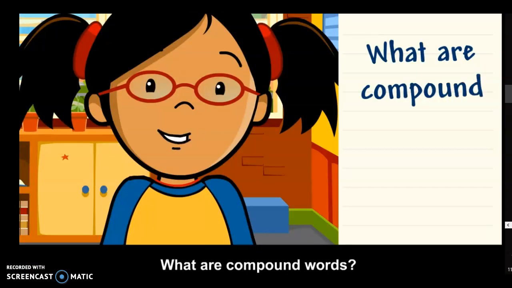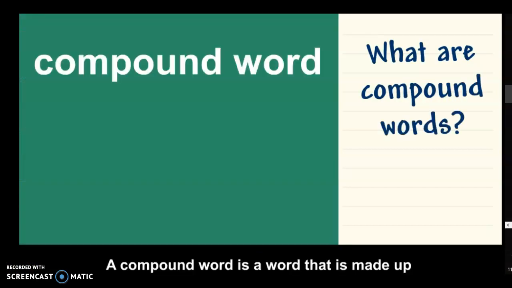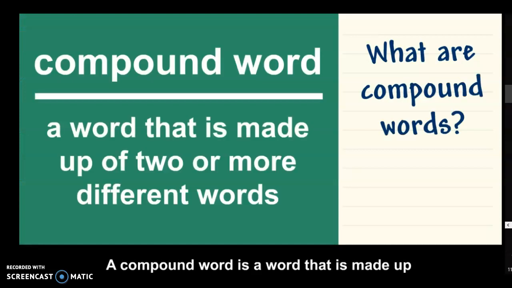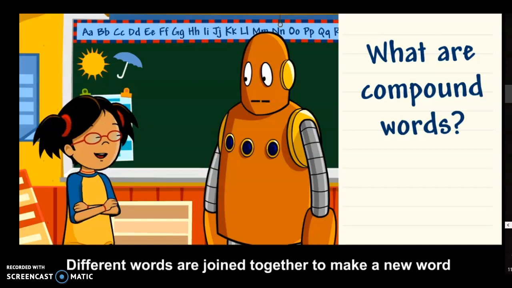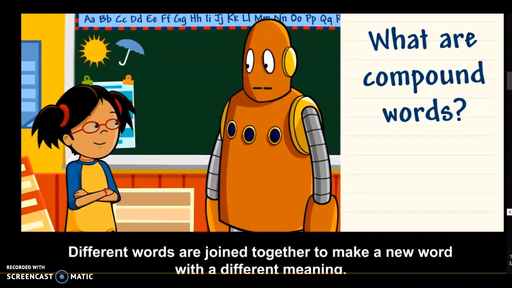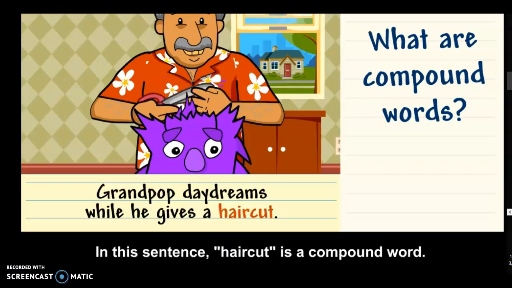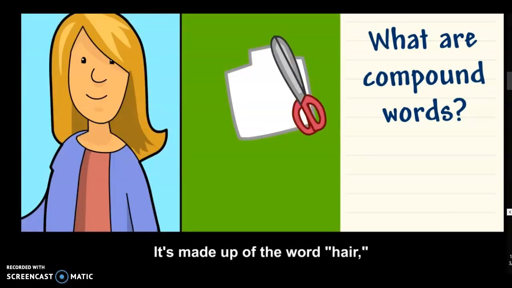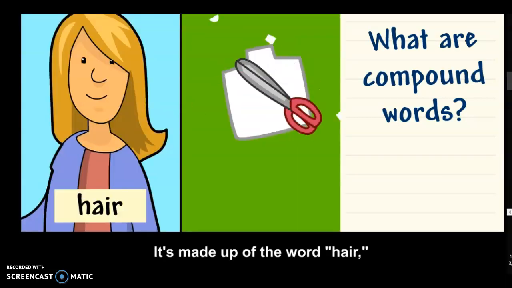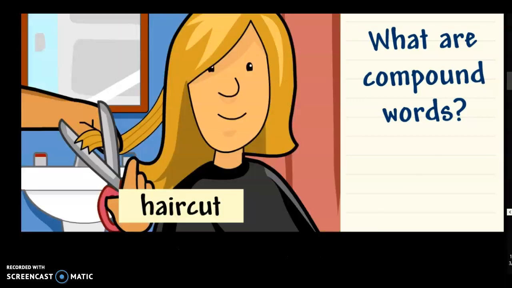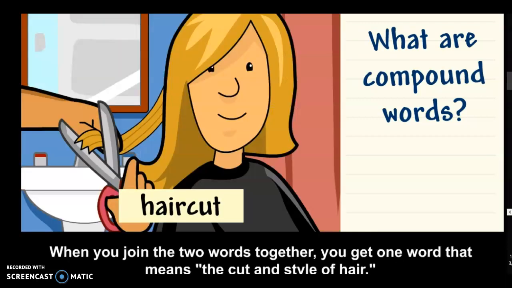What are compound words? A compound word is a word that is made up of two or more different words. Different words are joined together to make a new word with a different meaning. In this sentence, haircut is a compound word. It's made up of the word hair and cut. When you join the two words together, you get one word that means the cut and style of hair.